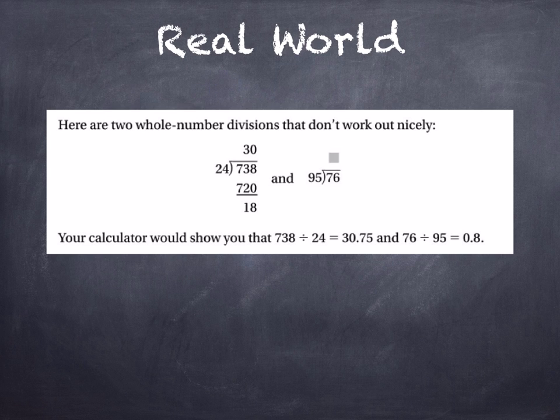As you can see from starting that 738 divided by 24, you can end up with 30, but then you have a remainder of 18. So what do we do with that remainder of 18 if we're trying to get it into a decimal, okay?